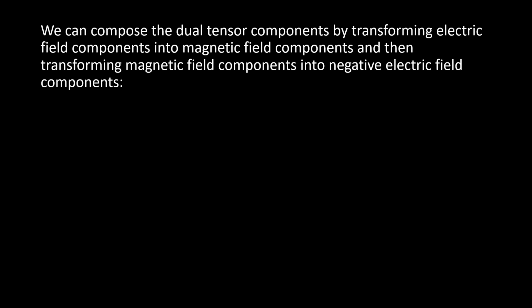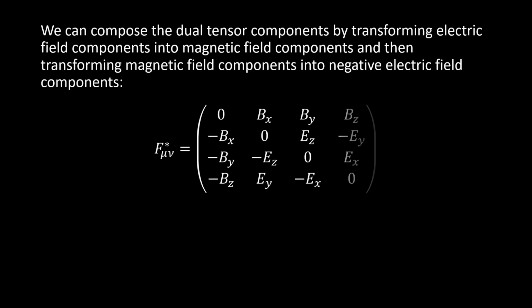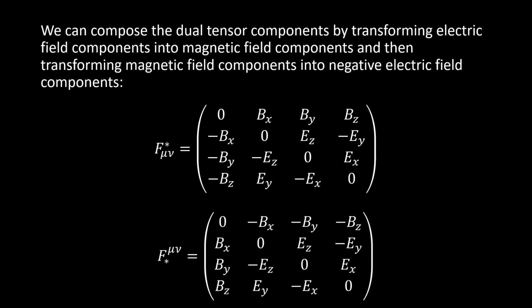We can compose the dual tensor components by transforming electric field components into magnetic field components and then transforming magnetic field components into negative electric field components. Reversely, we could have also instead just changed electric field components into negative magnetic field components and then changed positive magnetic field components into positive electric field components. That would have produced a similar structure. Remember, it's not what the words say on the screen that matter, it's the structure and logic that holds it together that makes mathematics hold true.